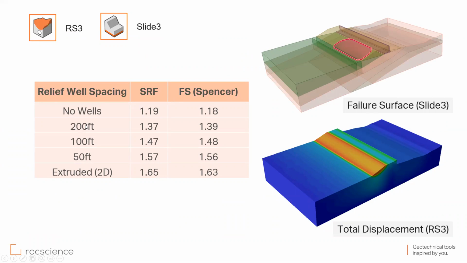If they are 200 feet apart, factor of safety is a little bit larger. If we reduce the distance between the relief wells, factor of safety goes up. So you can play with the distance to have different factor of safety. And the last one is the 2D one, where there is no distance between them, and it's assuming that it is infinity, normal to the plane, and factor of safety is 1.65. So this is an interesting output of the answers.